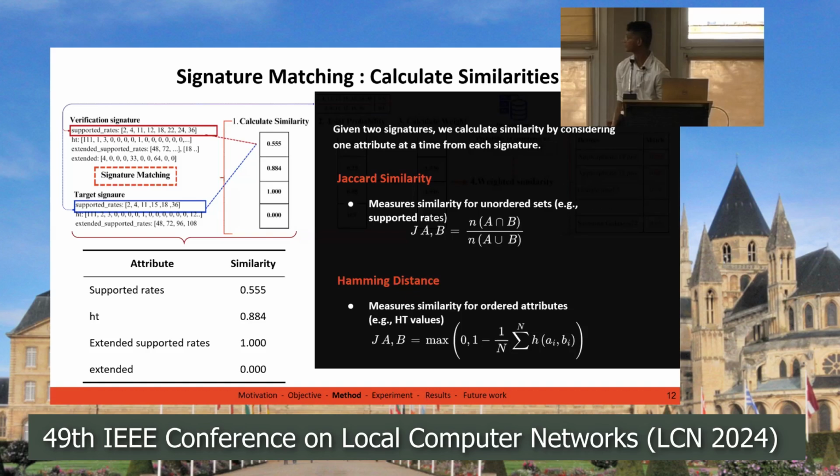So as you can see here, given 2 signatures, we have a verification and a target. We'll calculate the similarity based on either Jaccard or Hamming for each attribute, and we'll get a score. One thing to note here, in the target signature, you don't see an extended attribute. So there you're going to get a similarity of 0. If 2 signatures have different numbers of attributes, that's not a problem. We'll just mark that similarity as 0 and move on to the next.